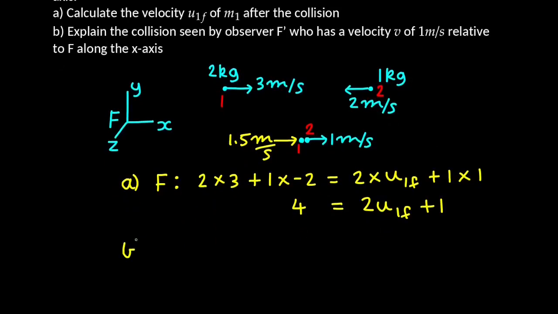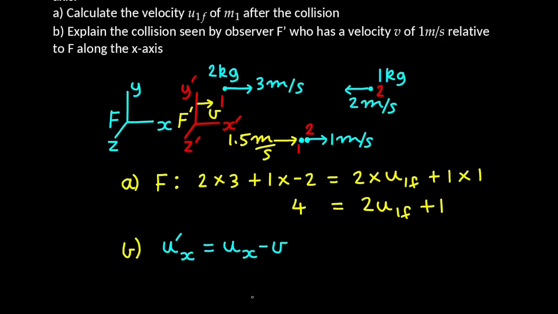Now in part B, we're asked to explain the collision that's seen by an observer in a primed frame who has a velocity of 1 meter per second relative to the unprimed observer along the x-axis. So our primed observer will have primed coordinates and be moving at a velocity of 1 meter per second relative to the unprimed observer. So using the Galilean transformation, the velocity of each particle according to the primed observer is equal to the velocity of the particle according to the unprimed observer minus the velocity of the primed observer.